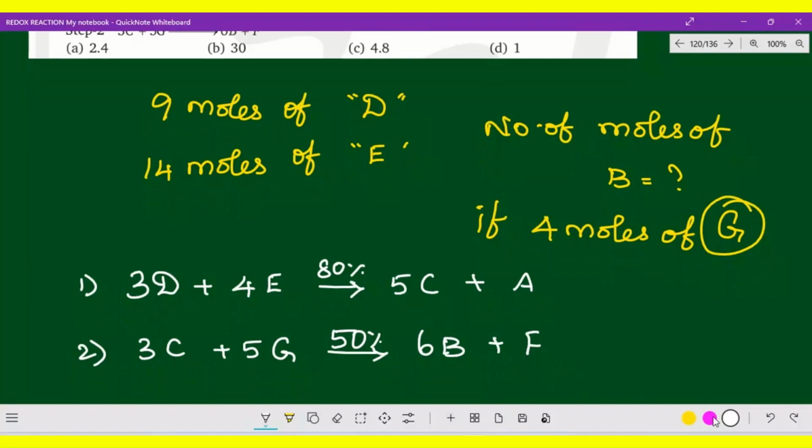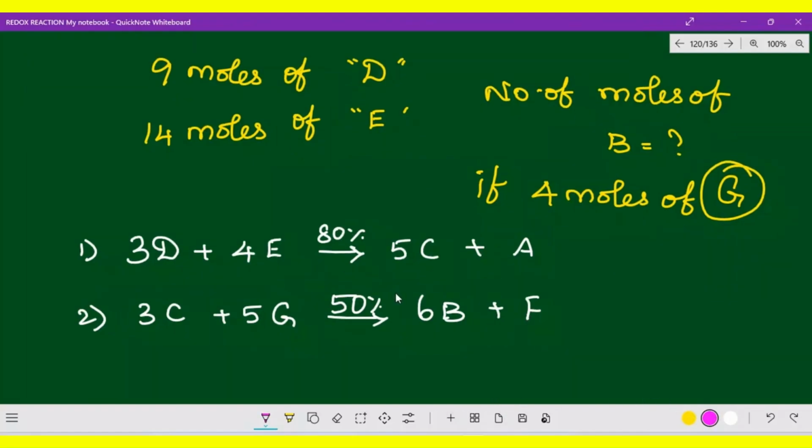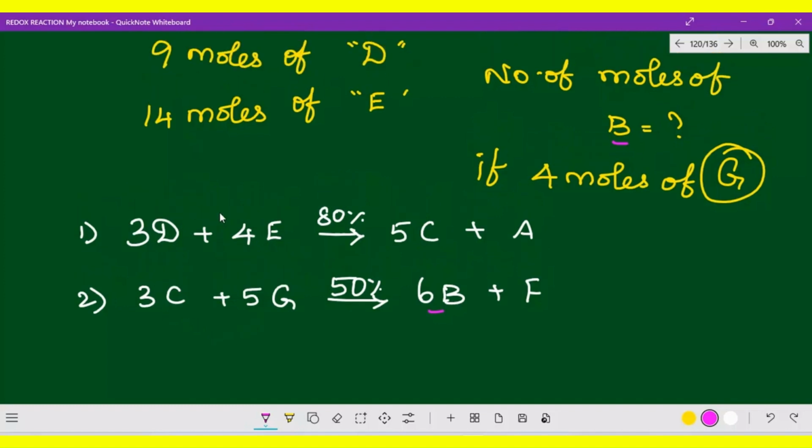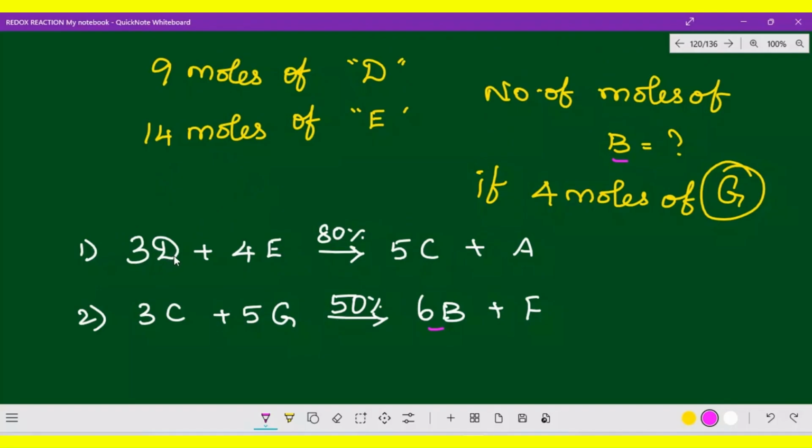Now, what is the question here? If 4 moles of G are present in this equation, what is the number of moles of B formed? That is the question. Okay, one by one, let us identify. Here, 3 moles of D require how many moles of E? 4 moles of E, right? So 3 moles of D require 4 moles of E. Therefore, here 9 moles they have given. So 9 moles of D require how many moles of E? Shall we go in that way one by one?